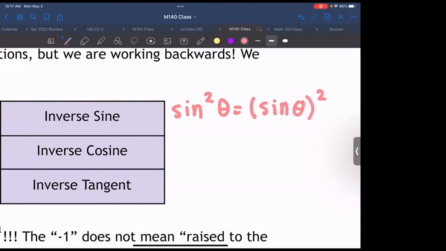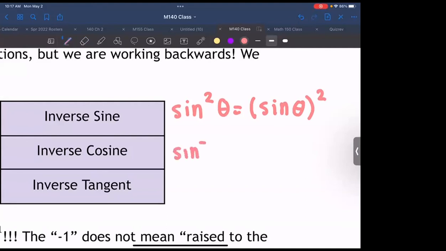Yeah, sine of theta and squaring the whole thing. So you would find sine of the angle and then you would square it. And that's just a shorthand notation, right? Now, I'm going to tell you something that gets very confusing. And I think mathematicians just like to make things confusing every once in a while.